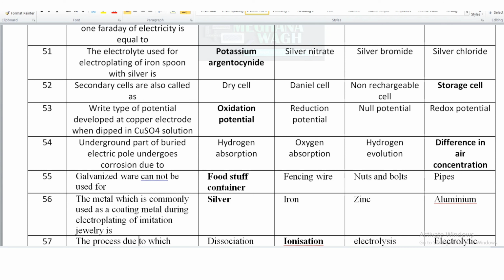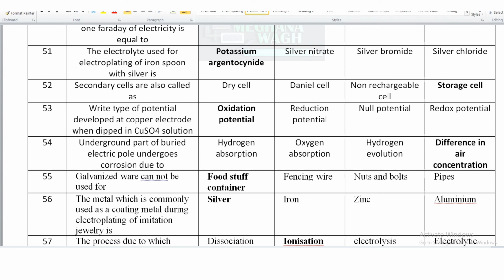Then write the type of potential developed at a copper electrode when dipped in copper sulfate solution. At copper, oxidation potential is developed. The underground part of a buried electric pole undergoes corrosion due to what? It is due to difference in air concentration, that means least oxygenated access is there. Therefore, it gets corroded. Galvanized ware cannot be used for storing foodstuffs. Here, tin containers are used for storing foodstuffs.